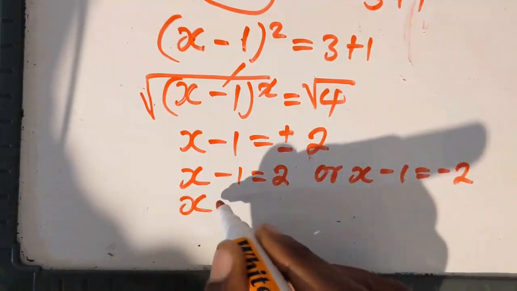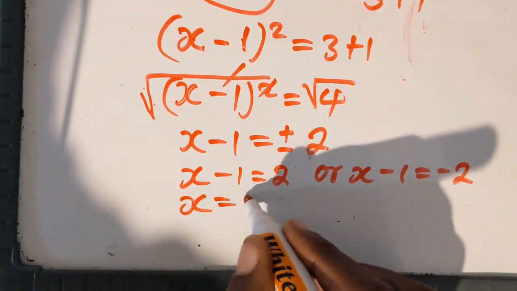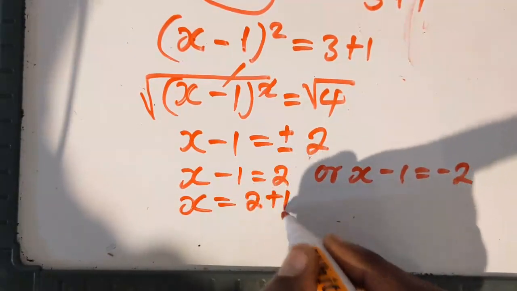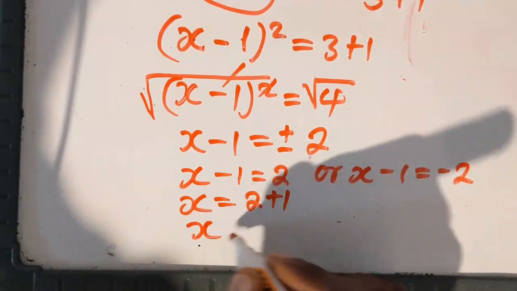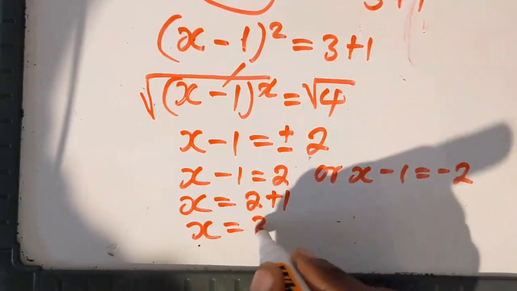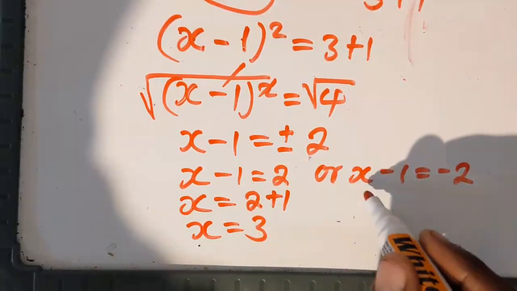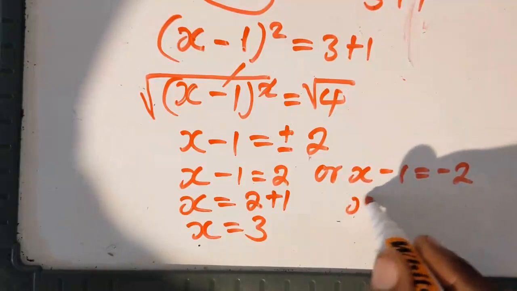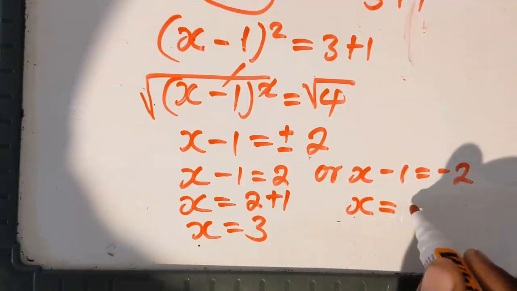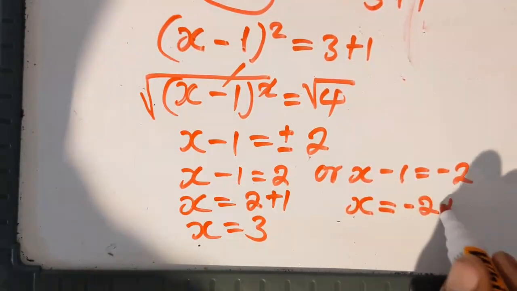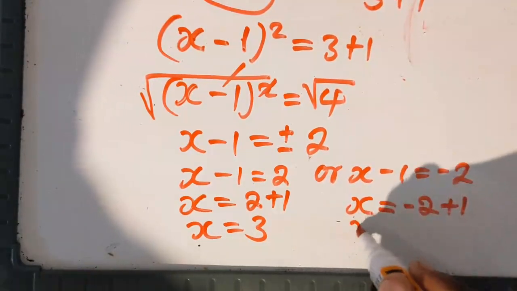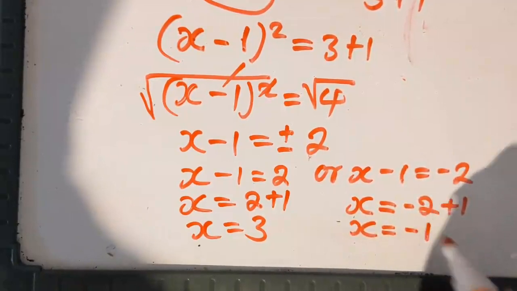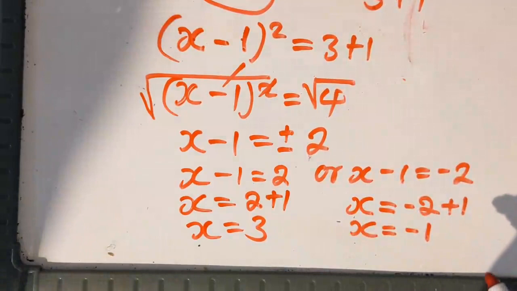So say x is equal to 2 plus 1 when 1 comes this side. So x is equal to, this is just 3. Then here we say x is equal to negative 2 plus 1. Then we say x is equal to negative 1. Okay, so x is equal to negative 1.